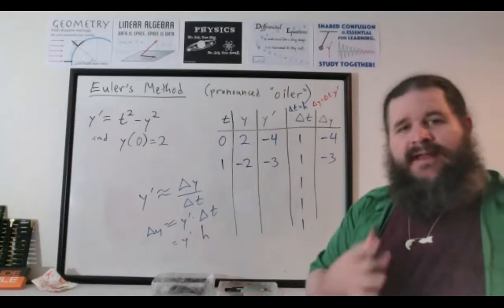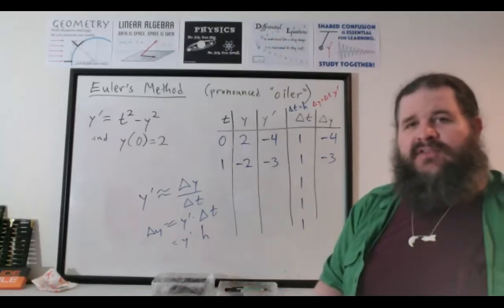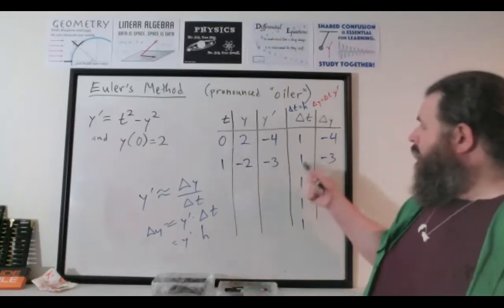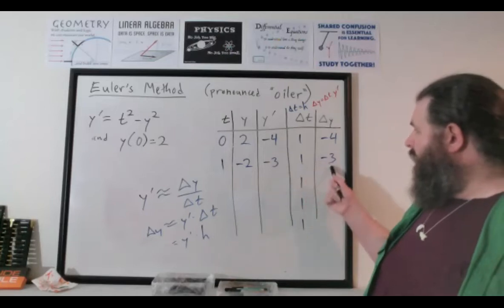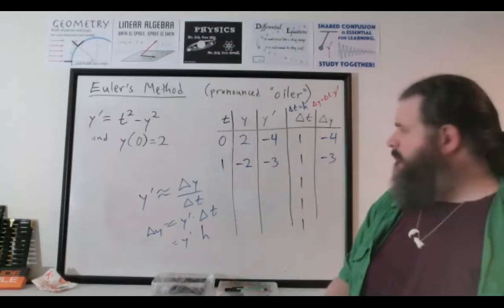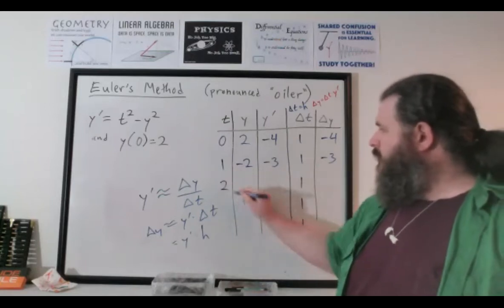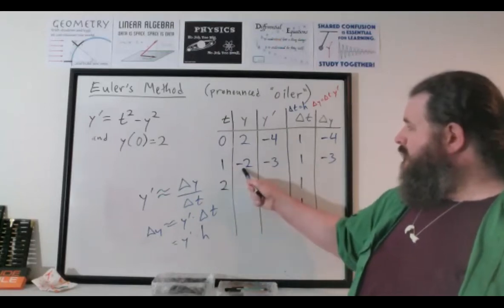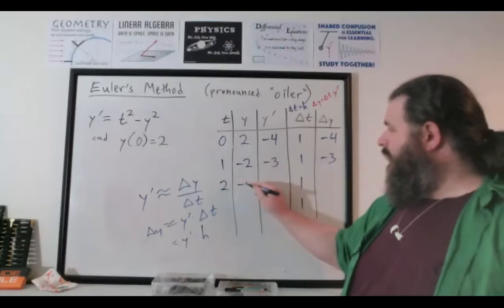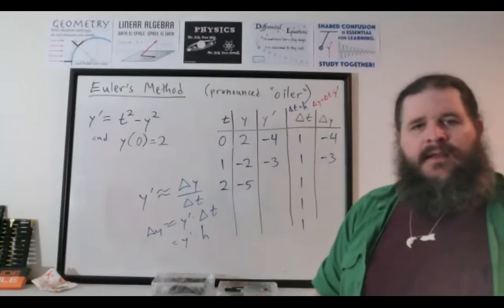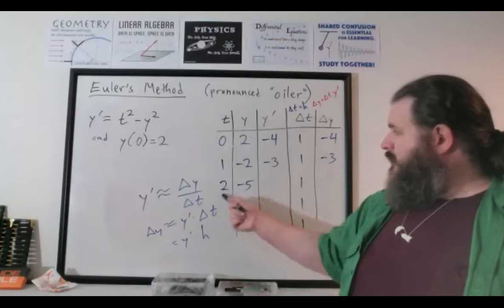So that means our next step, our next transition to the next data point, is going to be 1 forward in the t direction and -3 down in the negative y direction. So original t value 1 plus 1 more is now 2. Original y value -2 plus -3 is now -5. So that's our new data point, (2, -5).